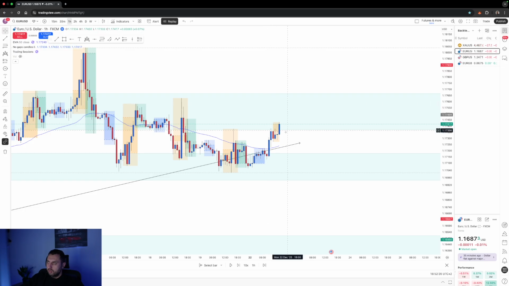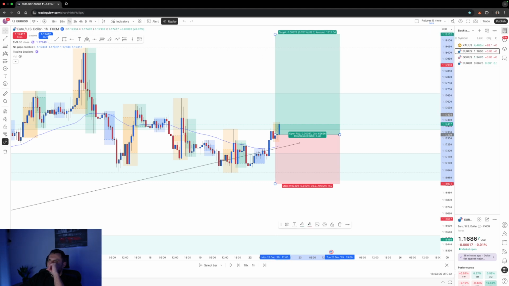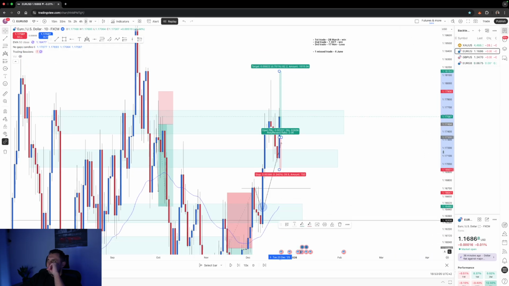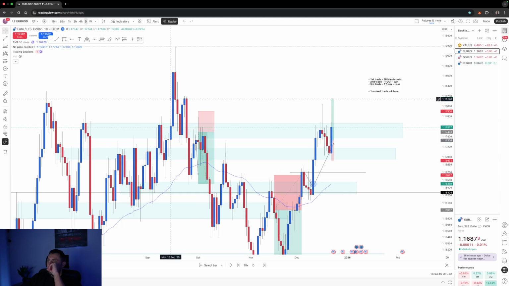The price didn't really come back down, because if I would take this trade here, let's see, long position here. Oh, it's looking good. Yeah, I would have had something like 40 pips, and the take profit. Let's see. The take profit would be somewhere around this zone.